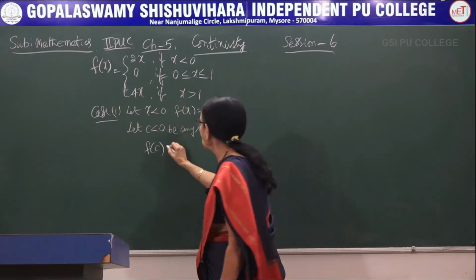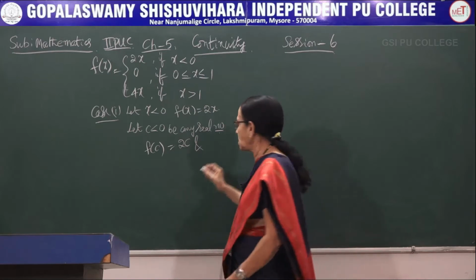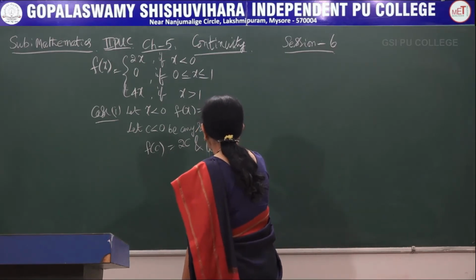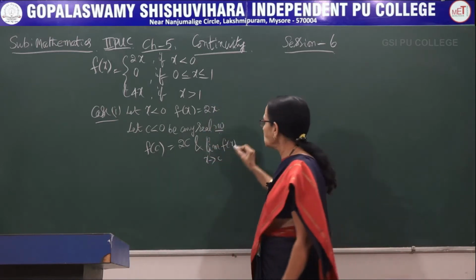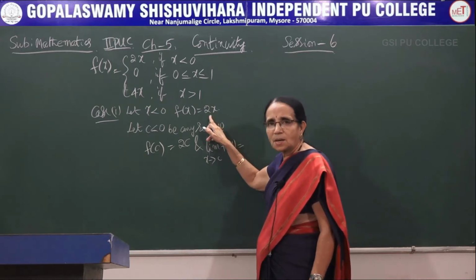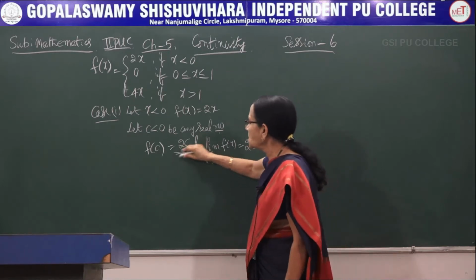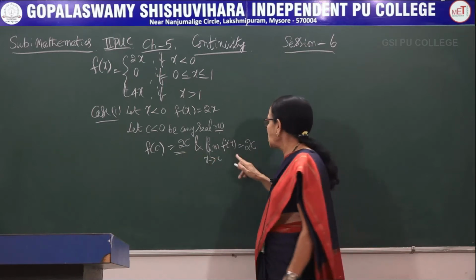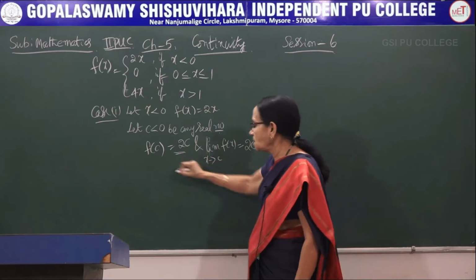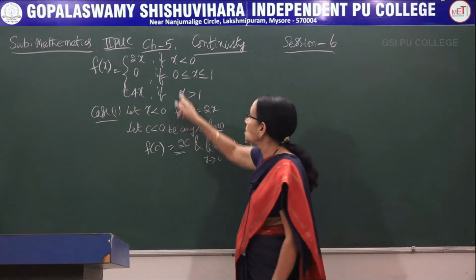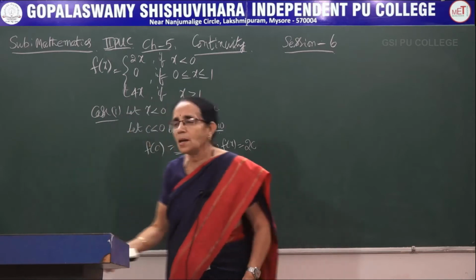We find f of c, this would be equal to 2c here, and then we find the limit of the function, that is limit of f of x as x tends to c. So, that would be equal to, in the same function, wherever x is there, I write the value c, it would become 2c. Therefore, you observe here, the value is also equal to 2c, the limit is also equal to 2c. Therefore, what is our conclusion? The function is continuous for all x less than 0. That is, for the negative values, the function would be continuous.